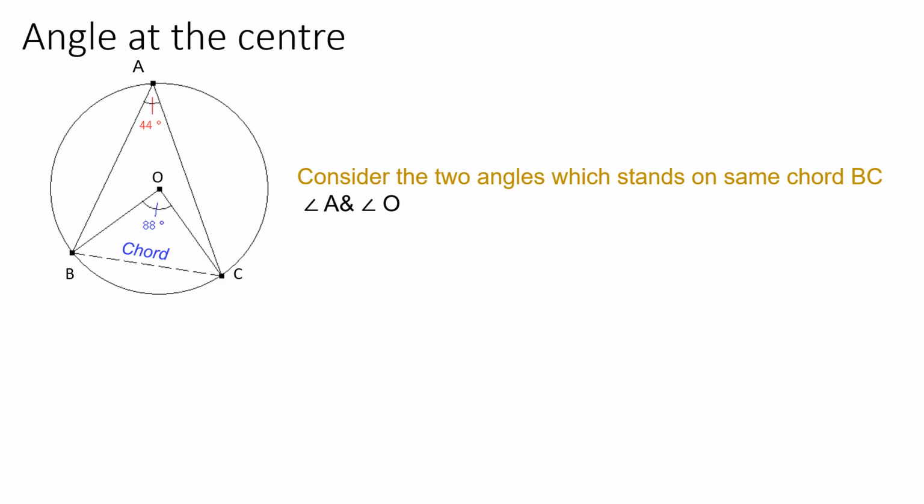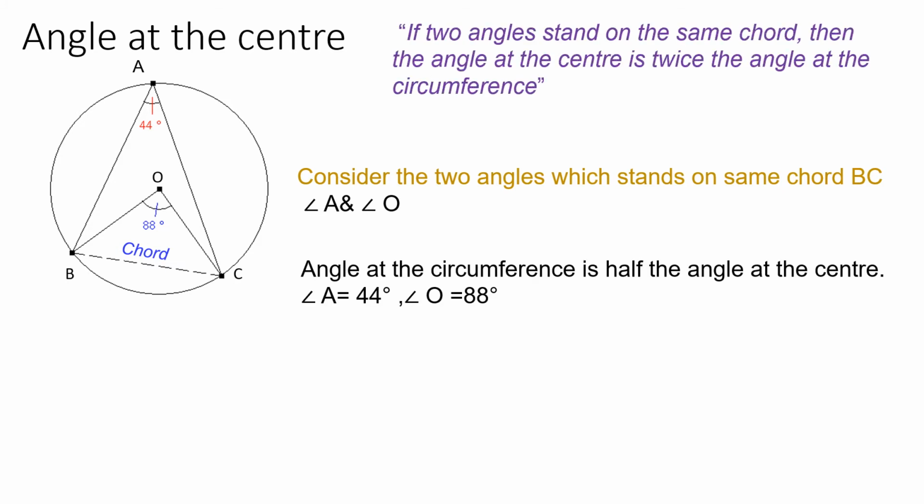Next is the definition for angle at the center. For that you have to consider two angles. It stands on the same chord BC, angle A and angle O. Now which angle is at the center? Which is standing at the center, obviously. This property states that if two angles are standing on the same chord, that is angle A and angle O, then the angle which is standing at the center will be double the angle which is standing at the circumference. So that means angle O will be double the angle A. I hope this is clear.